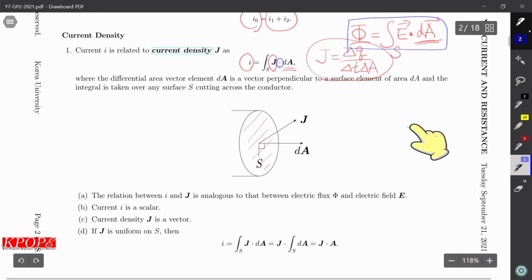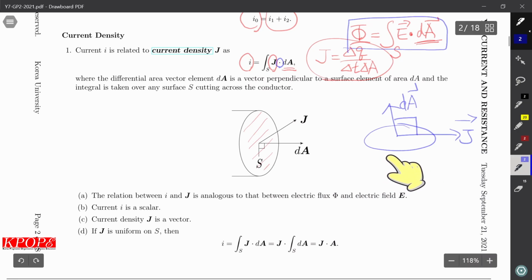Hence, the surface dA is in this direction, and current density J is in this direction, and they make a right angle. Then we would have current I equal to the integral of J dot dA over the surface, and because they make a right angle, this current is 0.